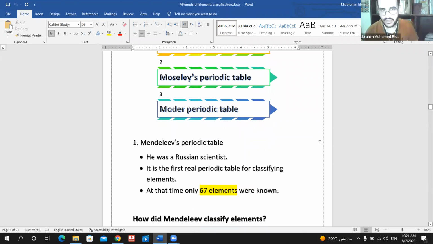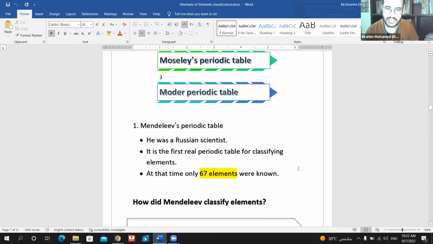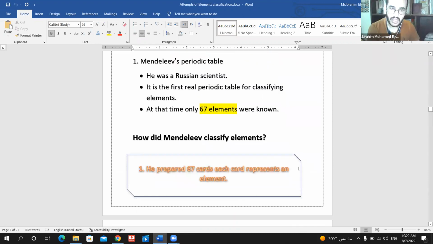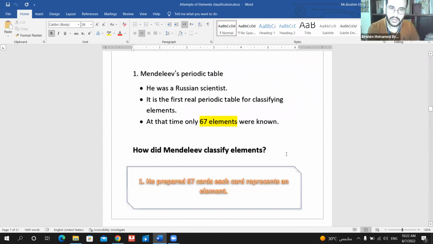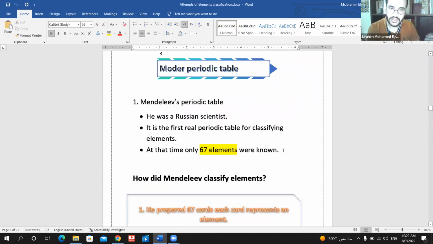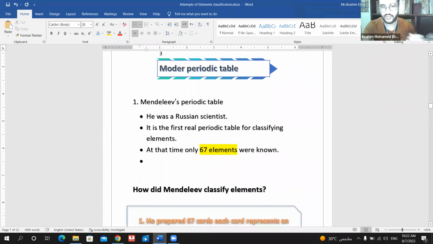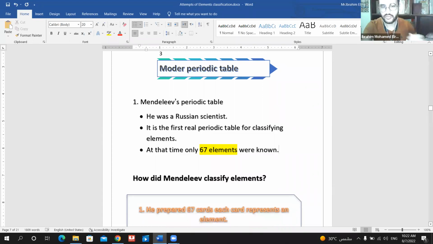Mendeleev's periodic table was the first real periodic table for classifying elements. At that time, how many elements existed? There were only 67 elements known, not 118 like now. They were less than this, okay? Because that happened in the past. And Mendeleev wrote his periodic table in a book called Principles of Chemistry in the year 1971.